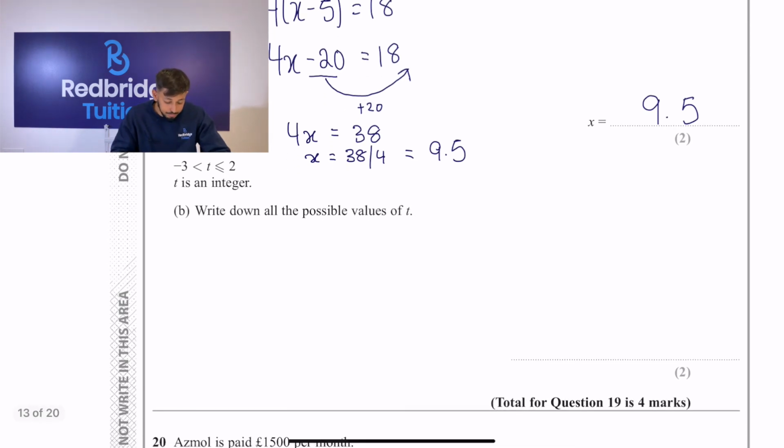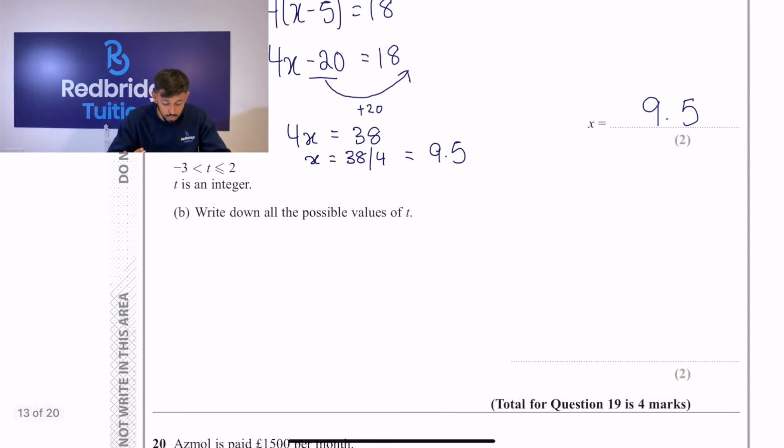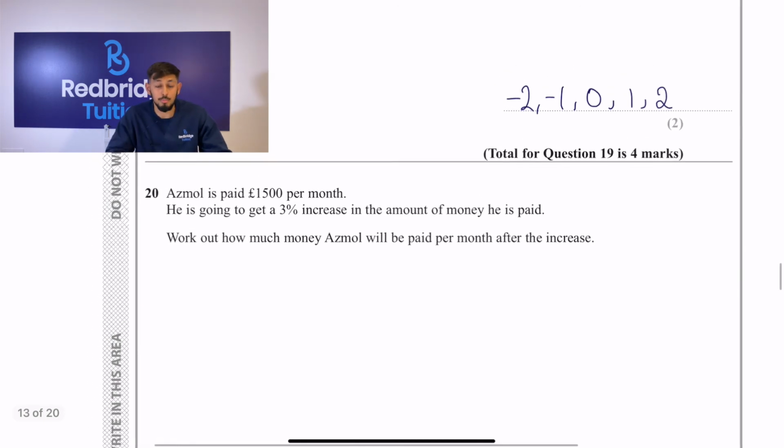Okay, part B. We have minus 3, which is less than t, which is less than or equal to 2. This is an inequality. So we need to write down all the possible values of t. The values of t are going to be minus 2, minus 1, 0, 1, and 2. Moving on to question number 20.